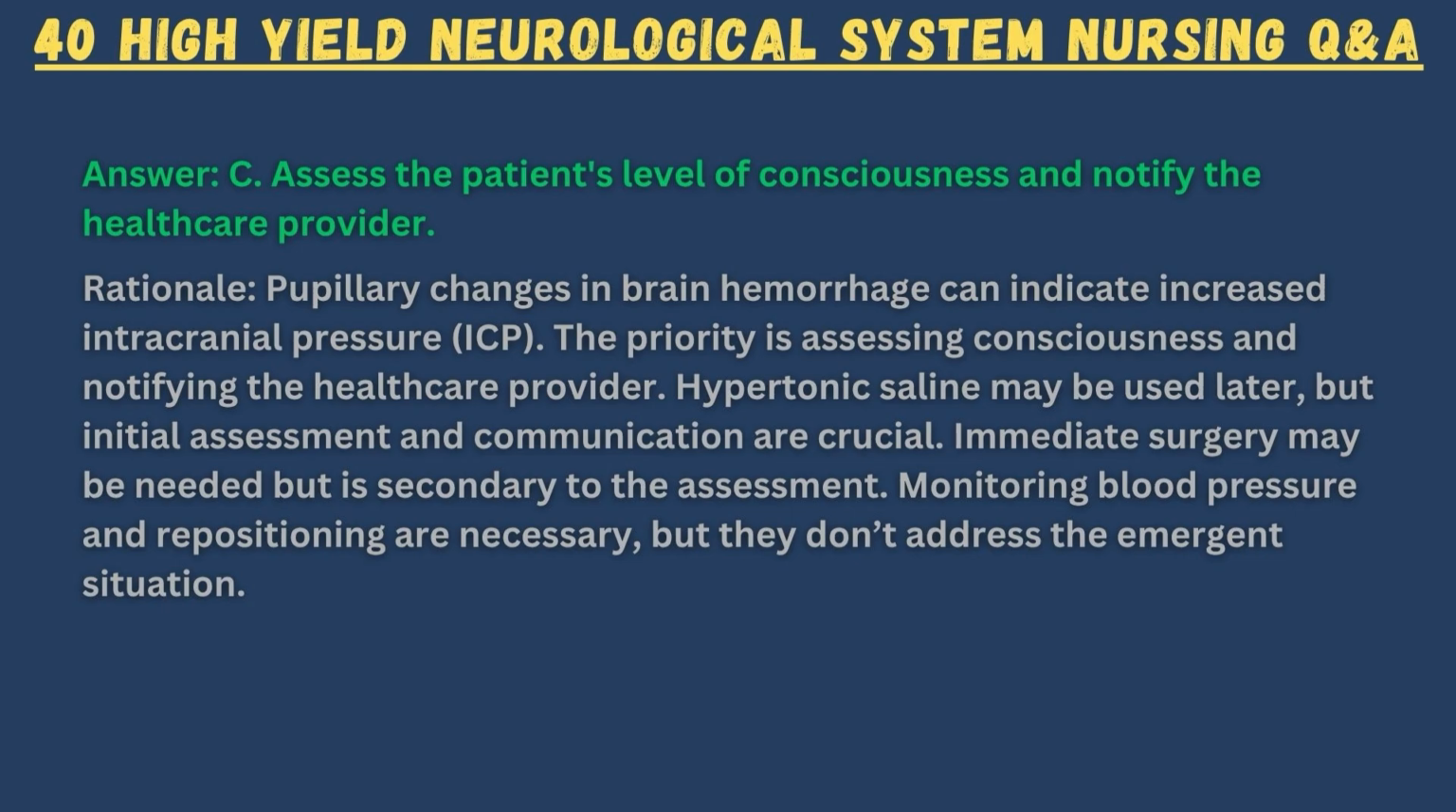Rationale: pupillary changes in brain hemorrhage can indicate increased intracranial pressure, ICP. The priority is assessing consciousness and notifying the healthcare provider. Hypertonic saline may be used later, but initial assessment and communication are crucial. Immediate surgery may be needed, but is secondary to the assessment. Monitoring blood pressure and repositioning are necessary, but they don't address the emergent situation.